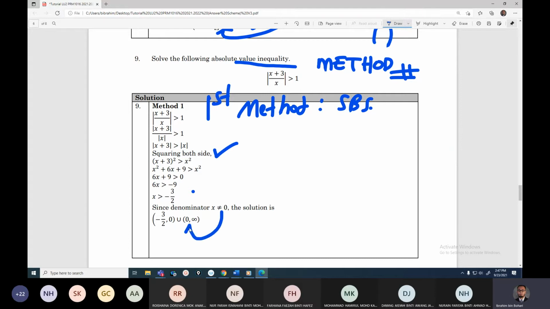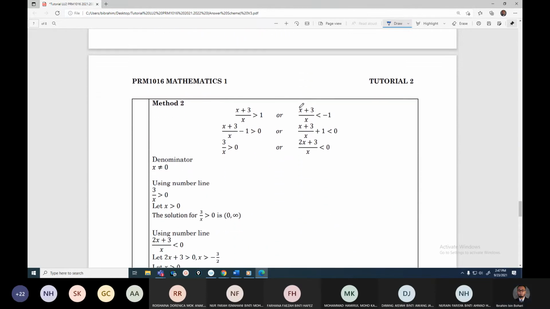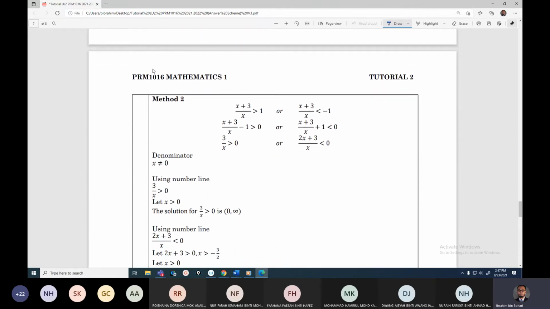Okay, so the solution is negative 3 over 2 to 0, union 0 to positive infinity. The answer ends here. If you use the first method, the solution is short. And then using a second method, using the basic definition of the absolute value function.